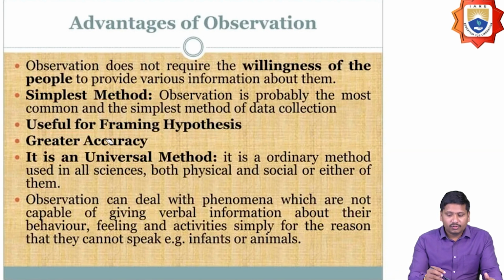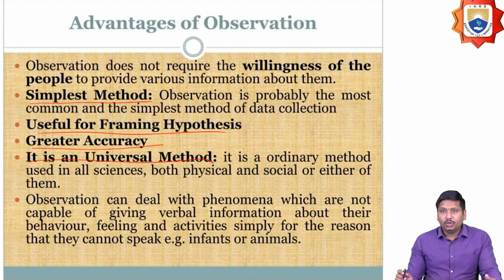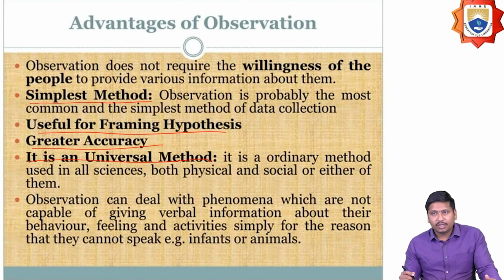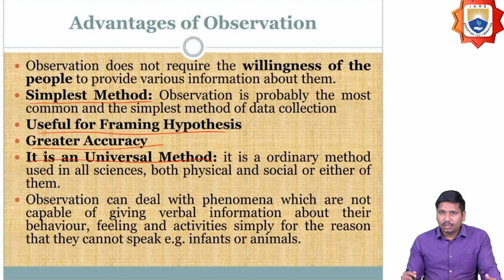The advantages of this method are that it is the simplest method, and it is mainly useful for framing the hypothesis. It should also have greater accuracy, and it can be treated as a universal method, since it is an ordinary method used in all sciences, either physical or social. Observation can also deal with phenomena which are not capable of giving verbal information about their behavior, feelings, and activities, simply because they cannot be spoken.